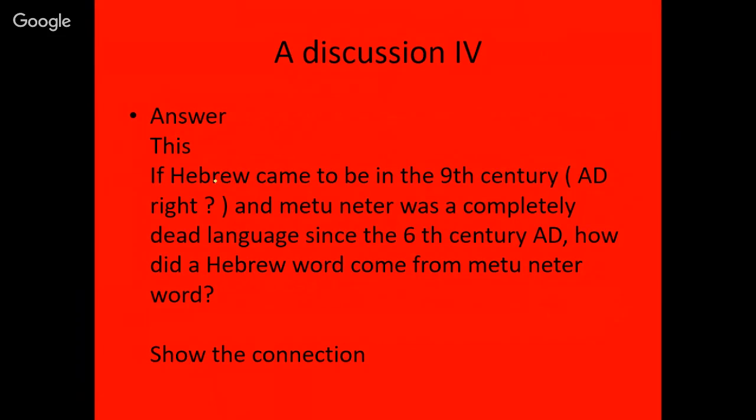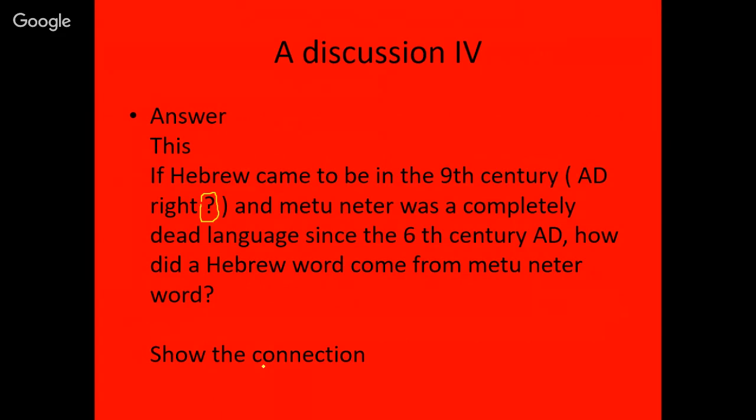Answer this. If Hebrew came to be in the 9th century AD, right? Now, when I said AD, I'll put a question mark as you see here because I was being facetious with the character. And Metuneta was a completely dead language since the 6th century AD. How did a Hebrew word come from the Metuneta word? So the connection, that's my question with that.